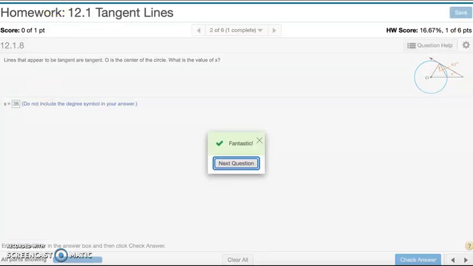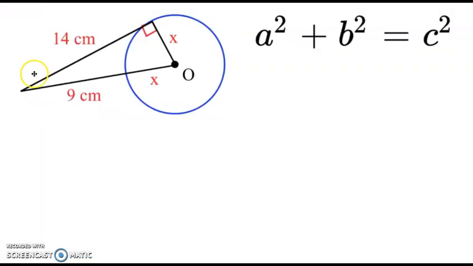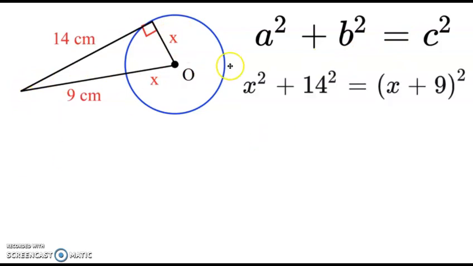And that's number 2. Number 4. What is the value of x in the circle on the right? So let's take a closer look at it. So this is a right triangle, so we're going to use the Pythagorean Theorem. So substituting in x squared for this x, 14 squared here. Now this whole length is x plus 9, so it's x plus 9 all being squared.